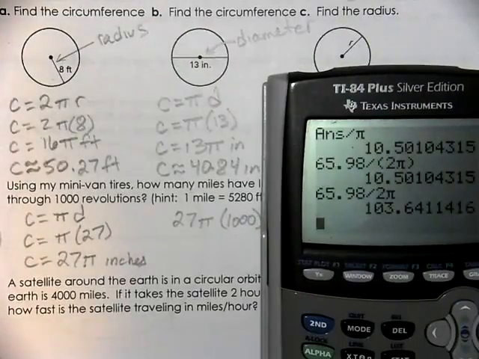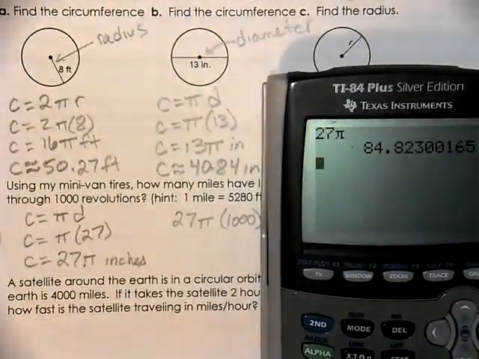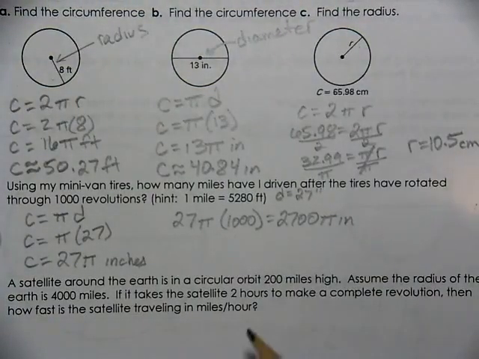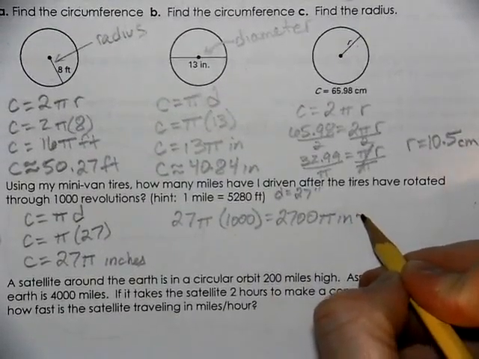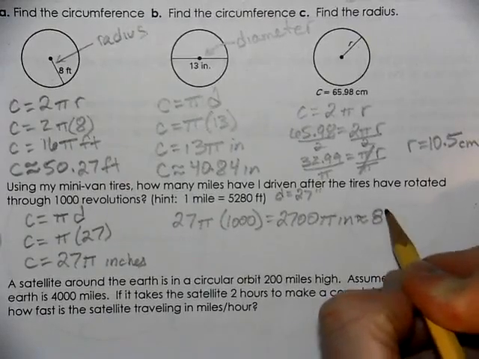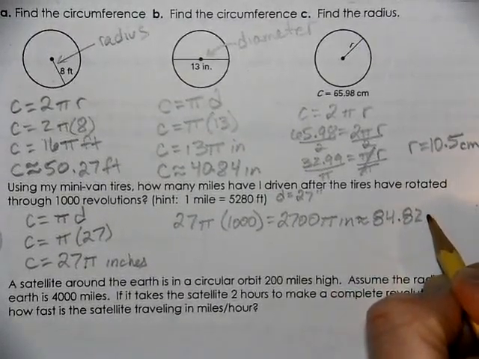If we bring over our calculator, we can see that 27 pi ends up being 8482. That's approximately 8482 inches.